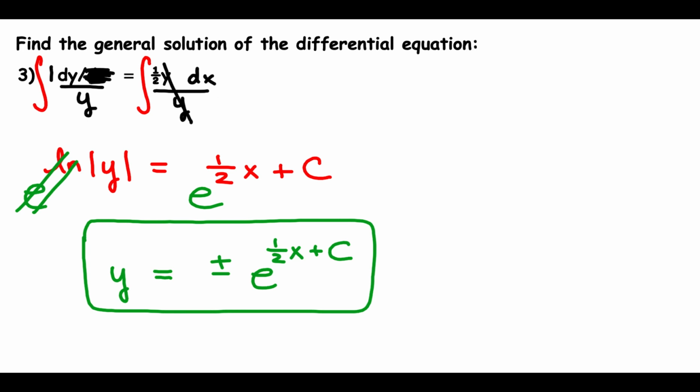Now, later on, when it doesn't say general solution, when it says find the particular solution, they're going to give you, or I'm going to give you, another piece of information, and we'll be able to figure out what the plus c is. And we're also going to be able to get rid of the plus minus. It'll be one or the other. Okay, but those problems are coming later on. For now, so far so good, I hope.